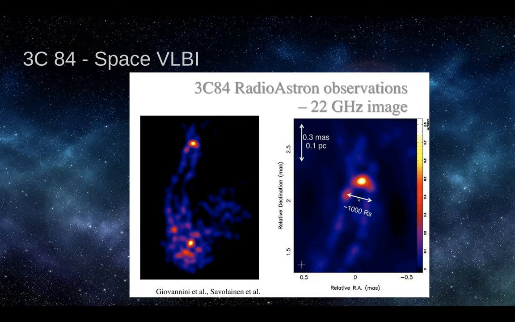To give an idea about this, these sources are billions, or some millions of light years away. And the size scale here is about 0.1 parsecs, which is much, much less than one light year. So this is roughly, probably smaller than the size of the solar system, something like this. And we can resolve that from here. I personally think that's pretty amazing.